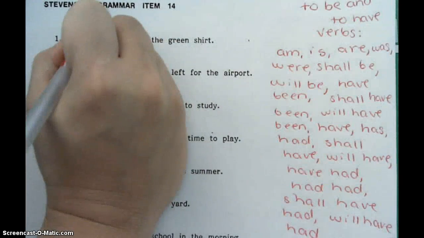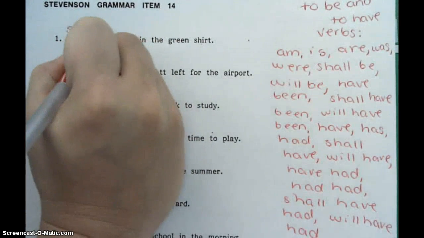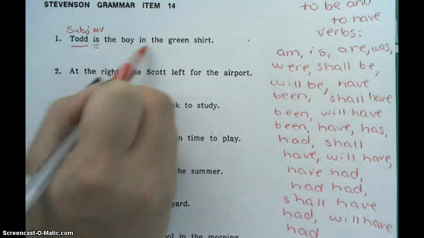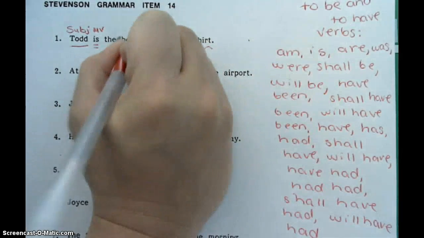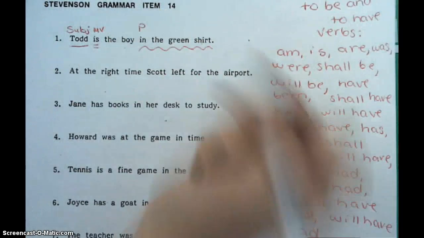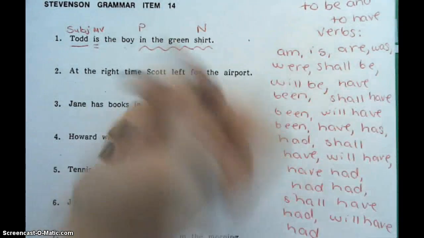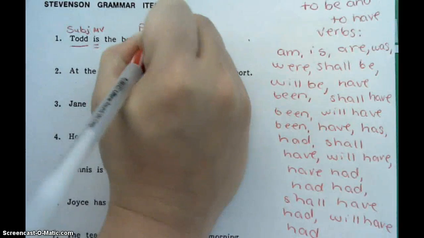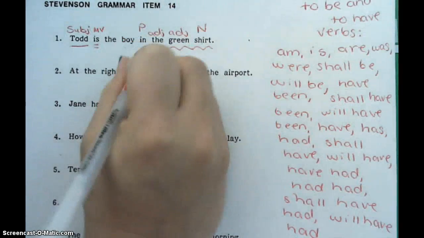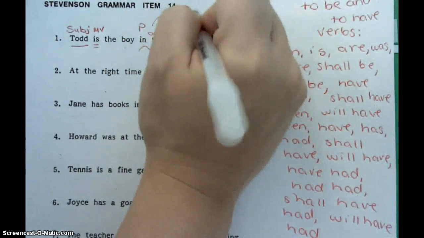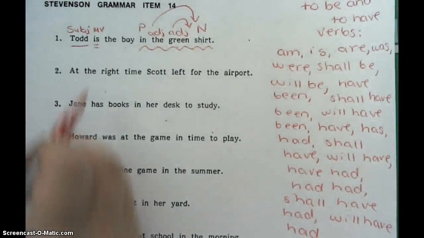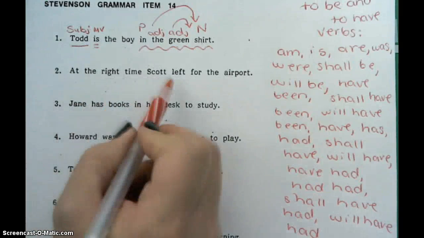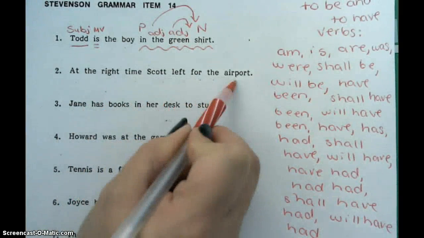So we're going to put MV for main verb, and we're going to double underline it. The boy in the green shirt, we know in the green shirt is a prepositional phrase. In is the preposition, shirt is the noun, and then we have 2 adjectives here, which is the and green. So I'm going to draw my arrows for both to the noun. All right, excellent.